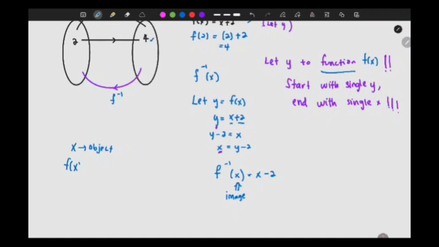But for inverse, because it's terbalik songsang, of course the naming will also be songsang, right? The x is now the image because you start from here, which is from the image, and you end here, which is at the object. That's why from image to object, you use the image to find the object through the songsang inverse. So now your x is not 2. Instead of 2 you have to put 4.